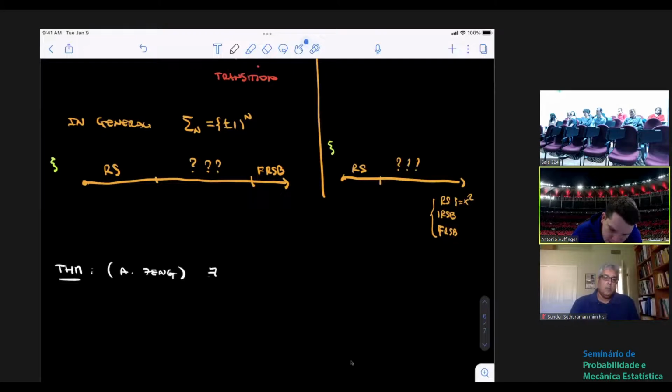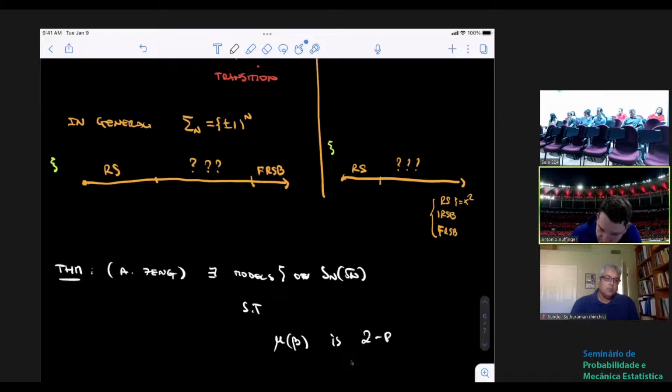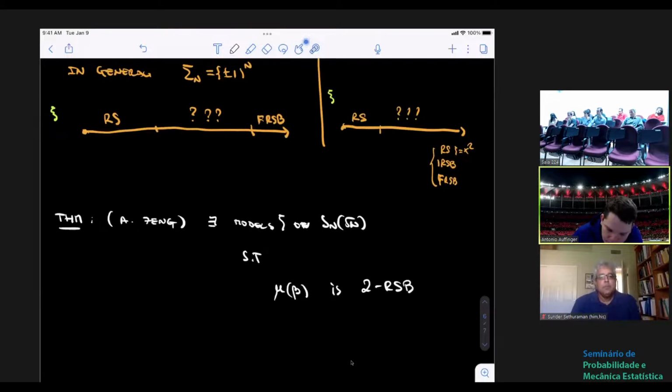It says that there exist models C on the sphere such that the Parisi measure is 2 RSB. Okay, so I'll put mu, I need to take beta to infinity. I'll put infinity here, meaning that you can actually write down what the Parisi measure is at infinity, and then in the end you end up exactly with 2 RSB.